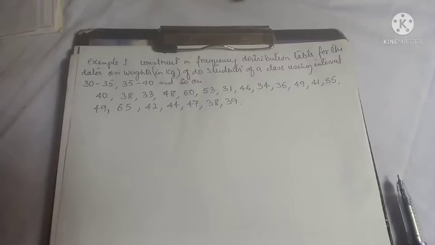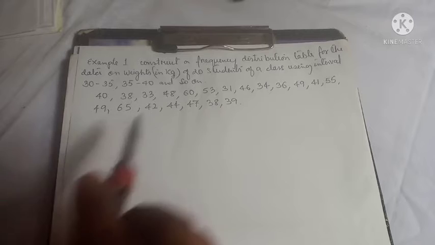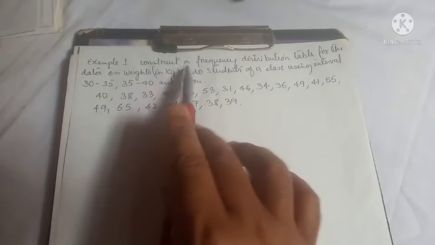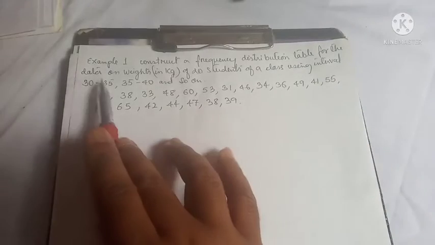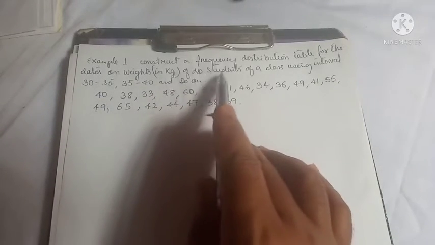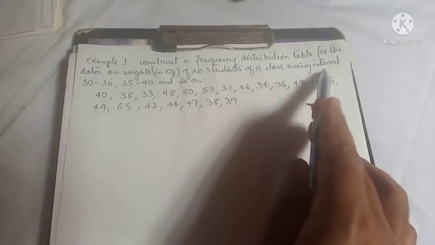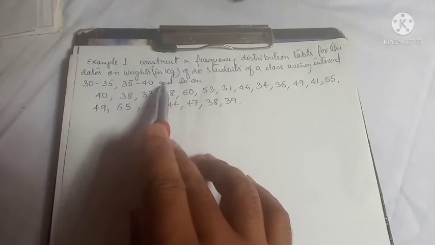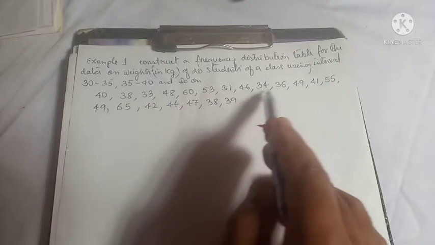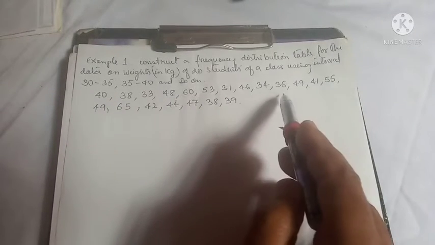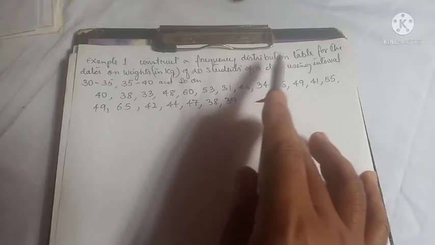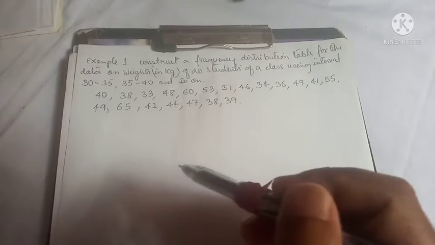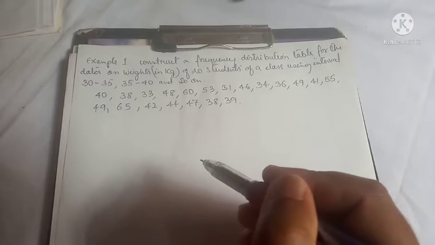Okay, dear students, now we are going to see one example of how to prepare the frequency distribution table. Now let's see. This is the question: construct a frequency distribution table for the data on the weight in kg of 20 students of a class using intervals 30 to 35, 35 to 40, and so on. These are all the data given for the weight of the students. Now we are going to find the frequency table. First we are going to prepare the frequency table.